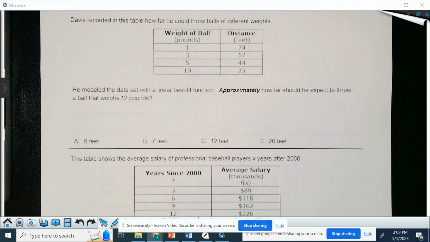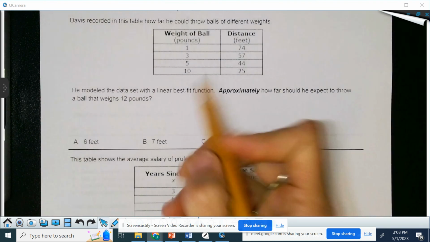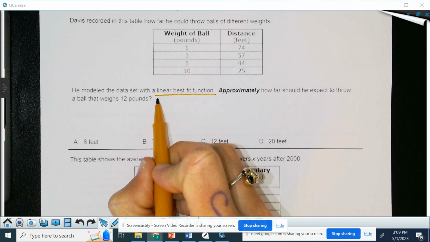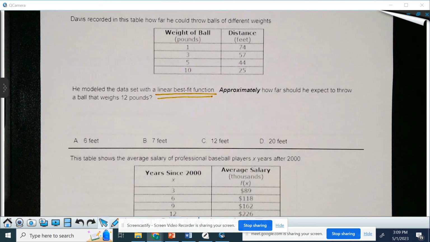First question for today: Davis recorded in this table how far he could throw balls of different weights. He modeled the data set with a linear best fit function. And as you guys have already probably picked up, I'm going to overtalk this a little bit. Linear best fit function means that this is going to look like a scatter plot, so it's not perfectly linear.